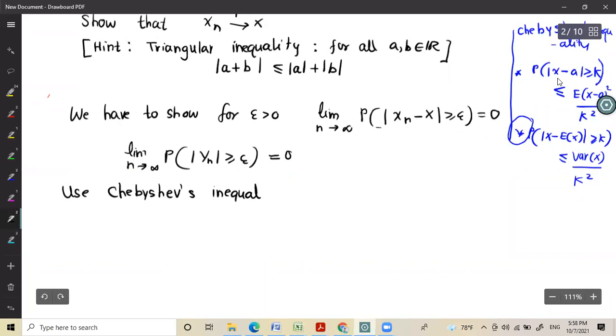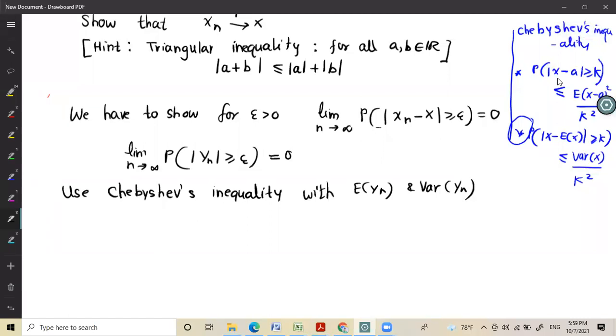Do not just apply Chebyshev's inequality straight away. Make sure you write this line: use Chebyshev's inequality with the expectation of Yn and the variance of Yn. Now you can't use this straight away. The reason is that in your limit, what you see is just the absolute value of Yn. If you want to apply Chebyshev's inequality, you have to have Yn minus the expected value of Yn, but you don't have it in your left-hand side. That means you have to rearrange these terms.